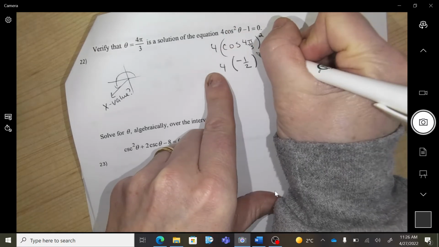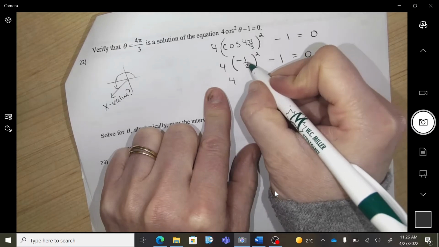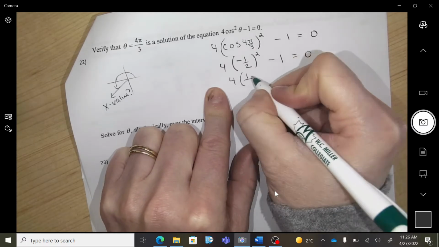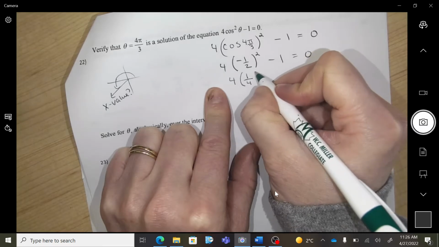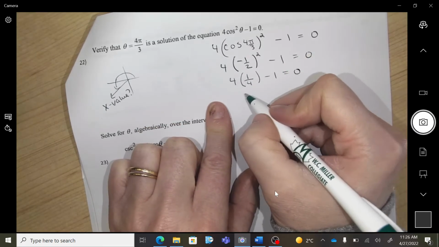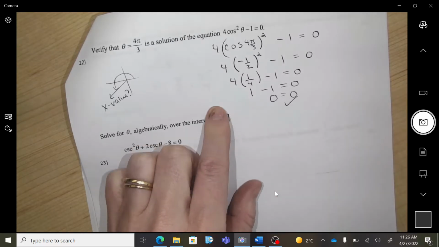So I still have to do the math. Okay, so I'm going to square this first. So negative 1 squared is 1. 2 squared is 4. What is 4 times a quarter? 1. So that equals 0, and yes.